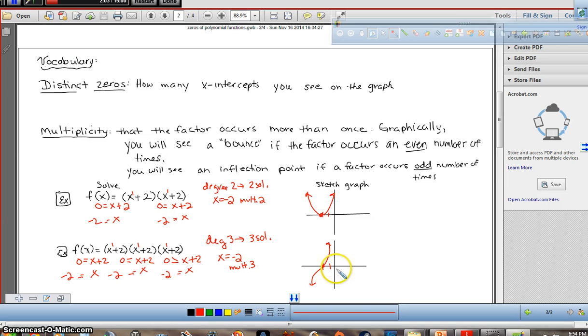So here's the graph. It's going to go through at -2, but because we have an odd number of multiplicity, we don't get a bounce this time. We get an inflection point. Inflection point means that it changes concavity. It doesn't really give us a maximum or a minimum, but this is an inflection point. And then this one is our bounce. So that's how multiplicity will be showing up in our graphs.